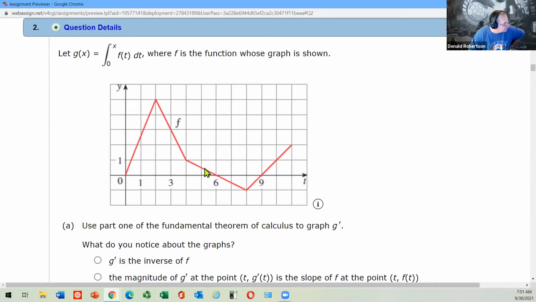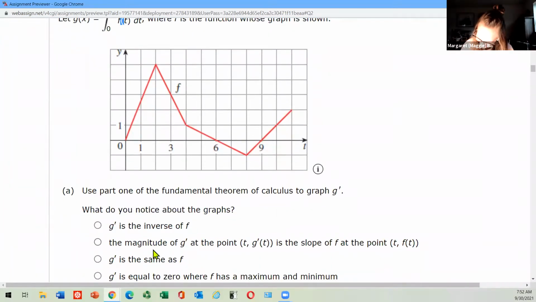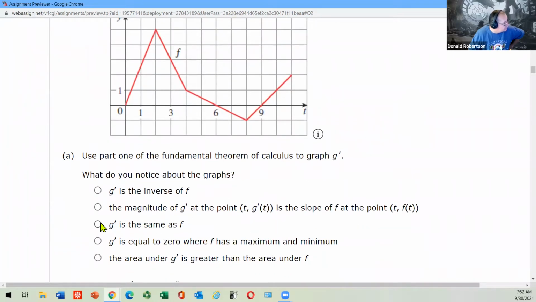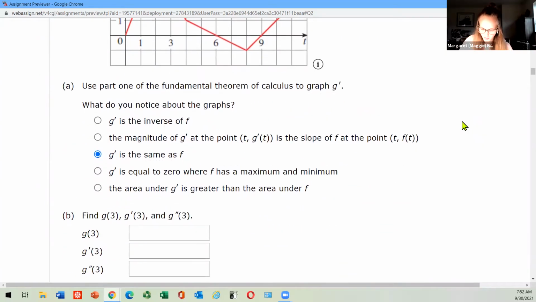Now, if you are graphing the derivative function G dashed, isn't G dashed just f of t? Yes. Okay, so what do you notice about the graph? G dashed is the same as f. Okay. So that's all that was.